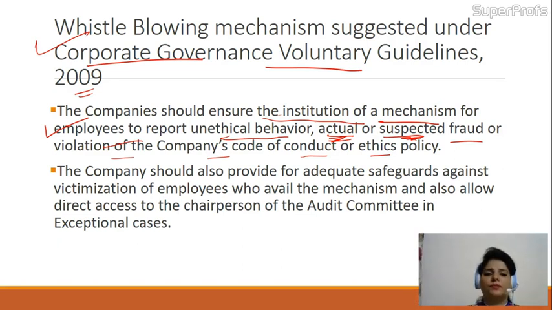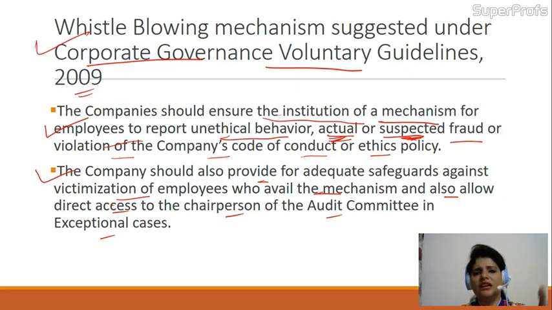Now, the second one is that the company should also provide adequate safeguards against victimization of employees who avail of the mechanism, and also allow direct access to the chairperson of the audit committee in exceptional cases. Now, here, the audit committee is a very, very powerful committee in any organization, and the chairman of that committee is basically a very powerful person in the organization also.